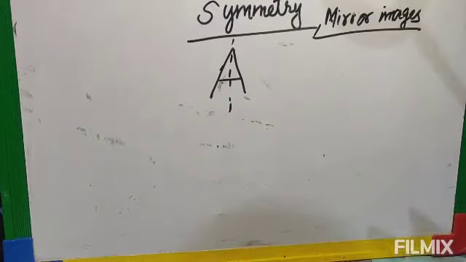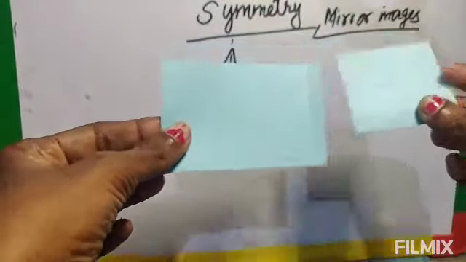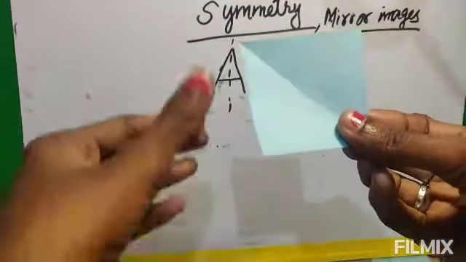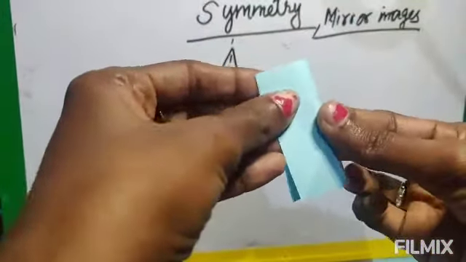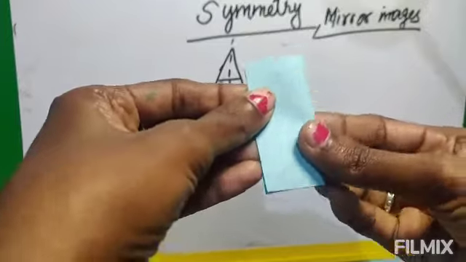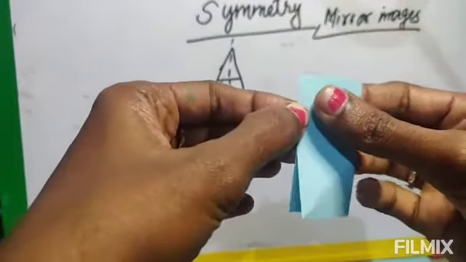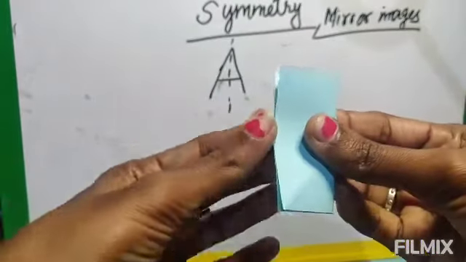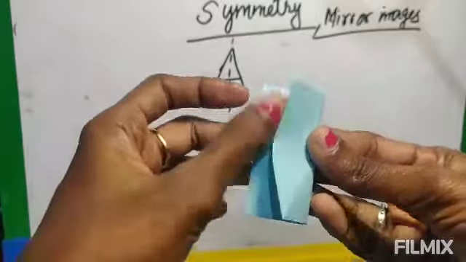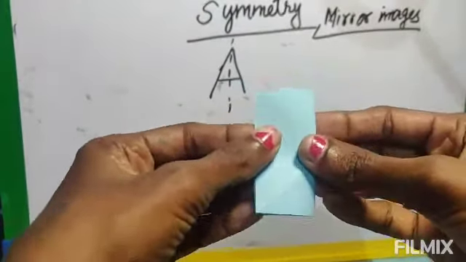Okay, now I will give another example. Now see here, I have taken one square and one rectangle. In this square and rectangle, if I fold it like this, I can get 2 equal parts. When I fold it like this, see, they lie perfectly one on the other. This upper part and the down part are perfectly on each other.